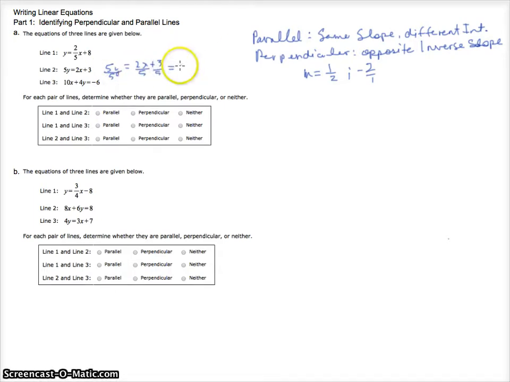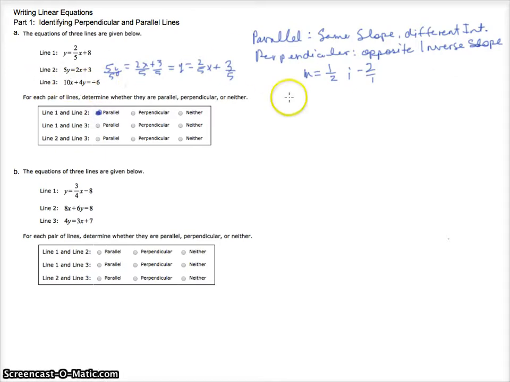And we see that line 2 is y equals 2/5 x plus 3/5. So we can easily see that for line 1 and 2, they have the same slope. So they're parallel. Let's look at line 1 and 3.